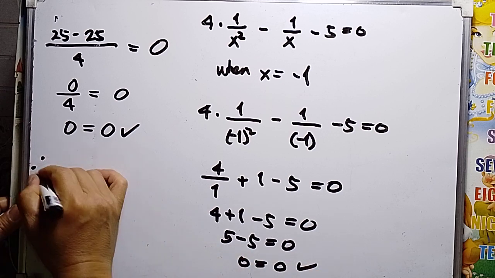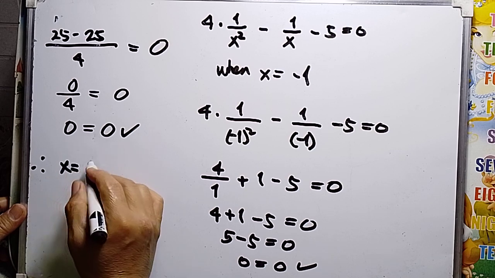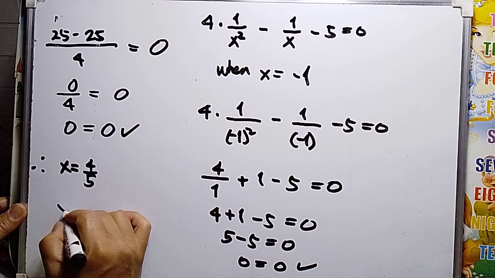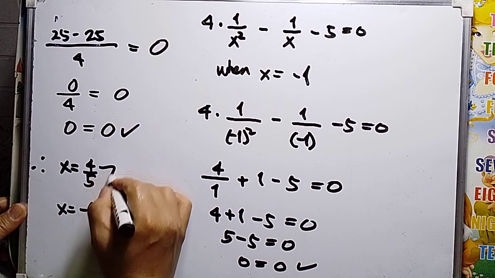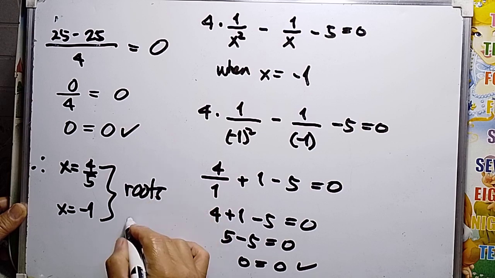Therefore, the roots are all correct. So x equals 4 over 5, and x equals negative 1. These are the roots of the given equation. That's all.